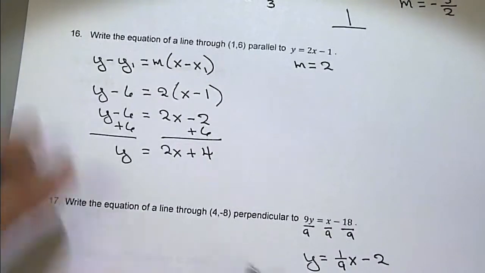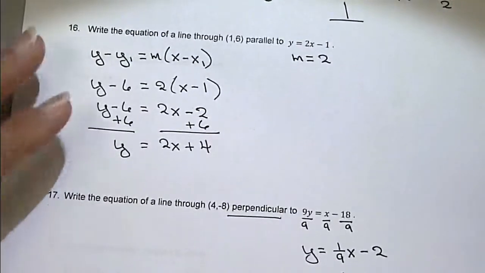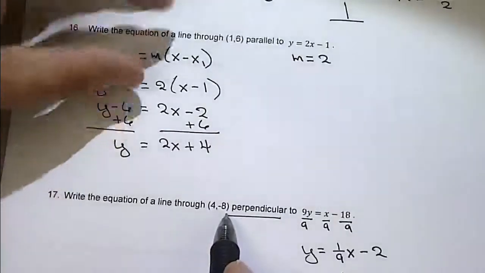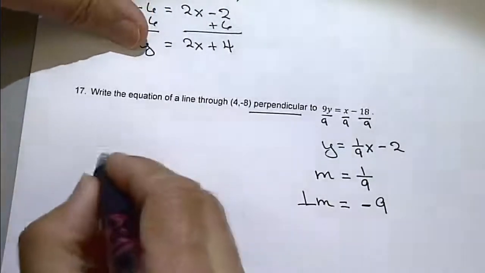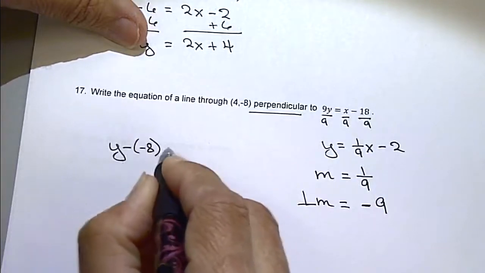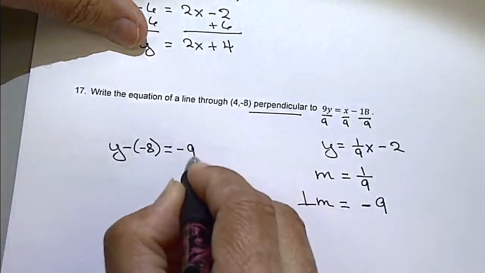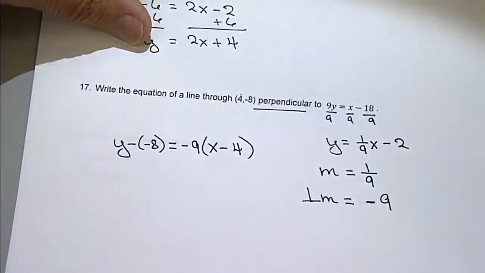Okay. So I want something perpendicular. Therefore, I need a slope. This one has a slope of 1 over 9. My perpendicular slope has to be negative, and then flip that fraction, 9 over 1, right? So now I have slope, and I have one point. I do the same thing. I say, gosh, you've got to tell me when you can't see the page, okay? y minus, okay, that's the negative 8, is equal to the slope of negative 9 times x minus, and that's the 4 from the point. Now I've got it all filled in.